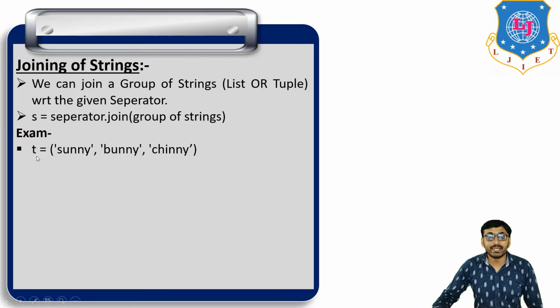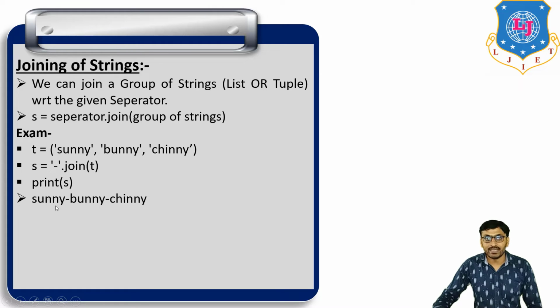Now for example, T is equal to, in the parenthesis, Sunny, Bunny and Ginny. These three are strings: first, second and third. Now S is equal to, in single quotes a dash, dot join, and in the parenthesis T. T means tuple. Now print S. It means Sunny, then dash, then Bunny, then dash, then Ginny. So these three strings are joined by using the join function. Now this same program we run in PyCharm.